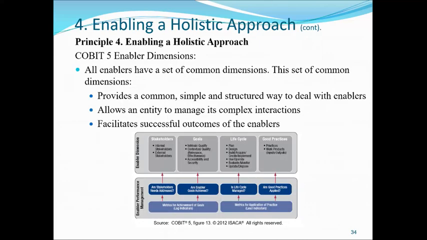So COBIT 5 enabler dimensions: all enablers have a set of common dimensions. They provide a common, simple, and structured way to deal with enablers, allow an entity to manage its complex interactions, and facilitate the successful outcome of enablers.